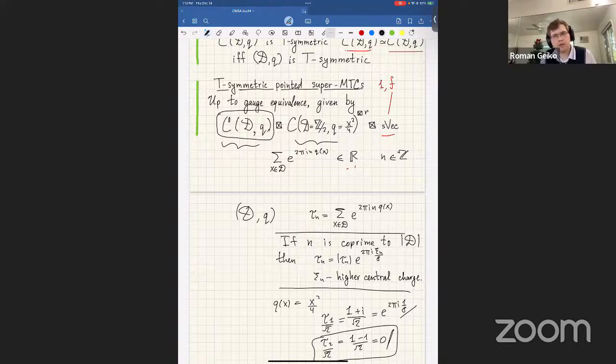Probably I can ask afterward, but there's also some relation between this higher central charge and whether the boundary is gappable. Yes, exactly. So if all the higher central charges are 1, then it's gappable.